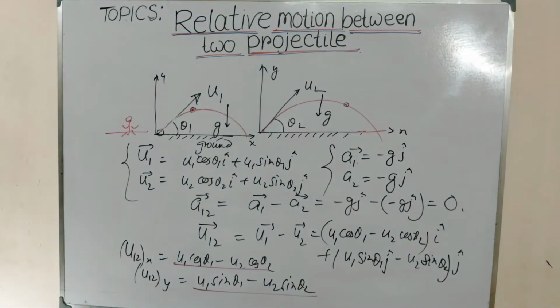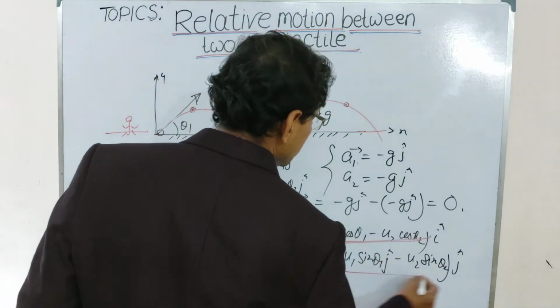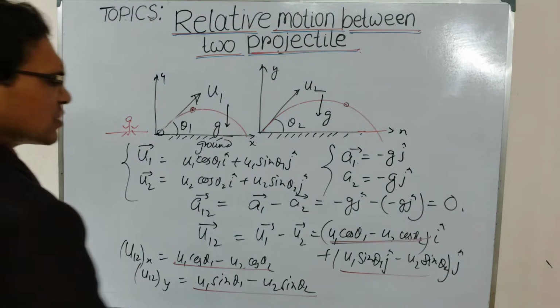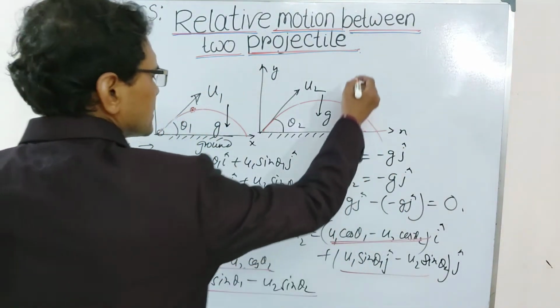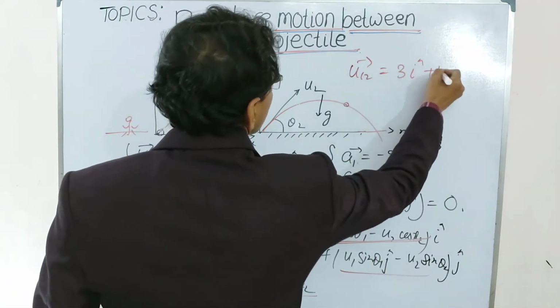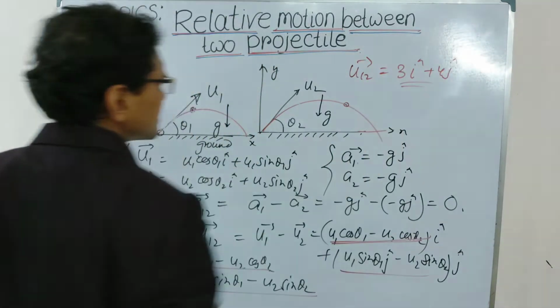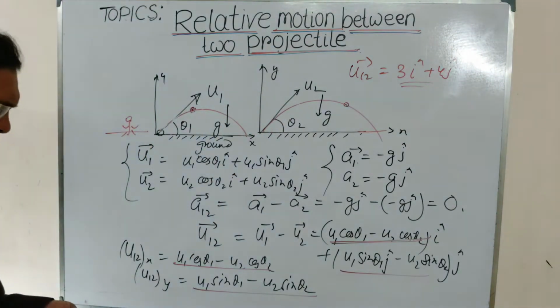So now the relative velocity is actually a vector because it has some value. Suppose this is 3 and this is 4. So relative velocity equal to 3i plus 4j. We know this is a constant vector, so the motion will be along a straight line.